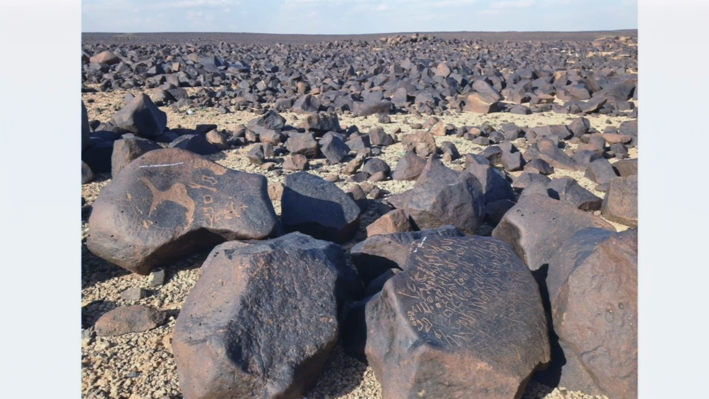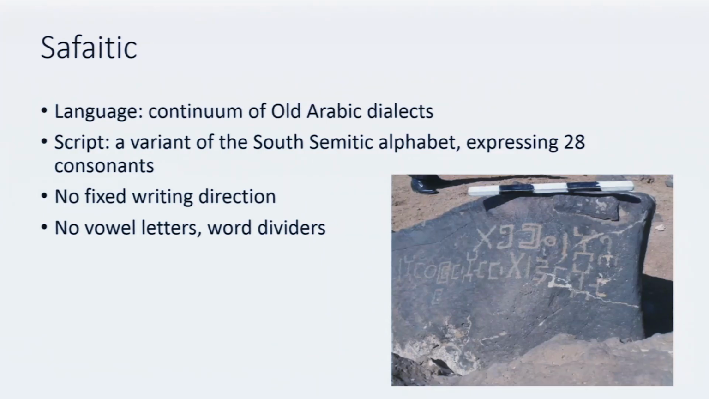Now, these texts are inscribed on these basalt rocks in the Safaitic alphabet. The Safaitic alphabet is a script from the South Semitic family that I mentioned earlier. It has 28 consonants, and there's no fixed direction of writing. Authors can write left to right, right to left, boustrophedon, that is to go back and forth. They can write in spirals, beginning inwards, spiraling outward, basically in any direction they wish. You can write any way you like.